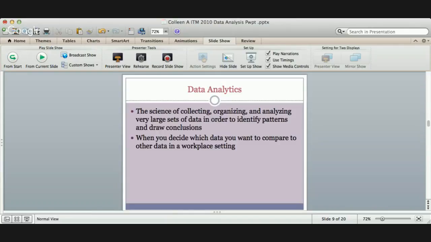Data analytics is a very in-demand, good career path right now in IT. It's the science of collecting, organizing, and analyzing large sets of data to identify patterns and draw conclusions. So basically, you decide which data you want to compare to other bigger data in a workplace setting, and you would summarize this for management or other finance people, accounting, hospitals, anyone who needs that data.